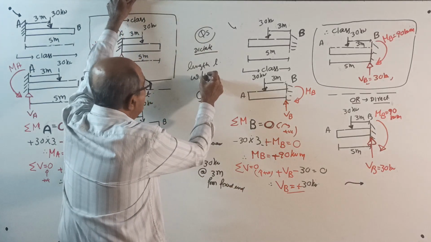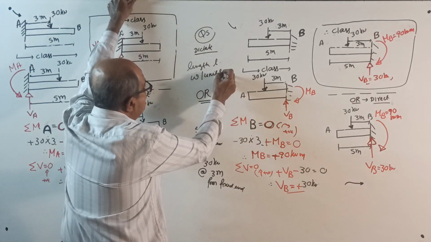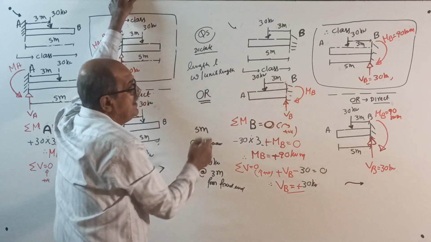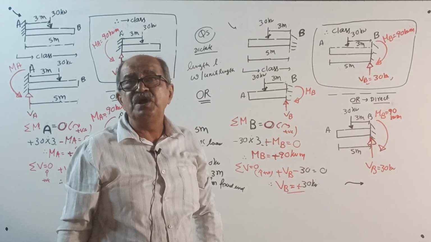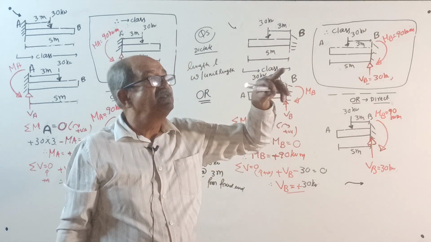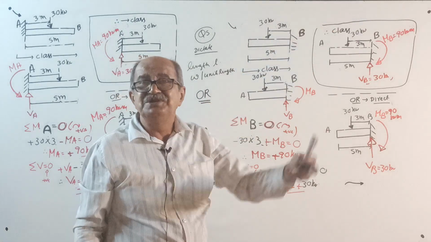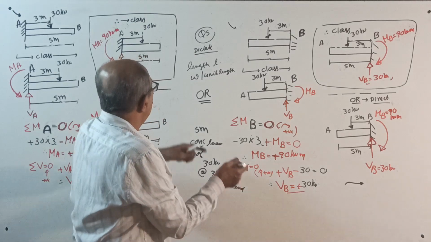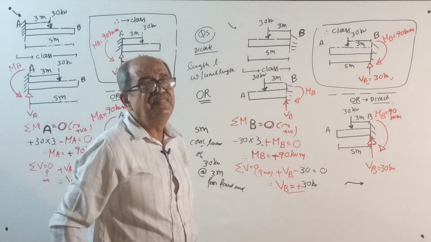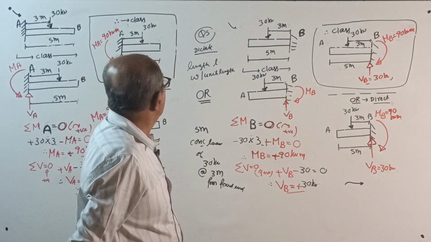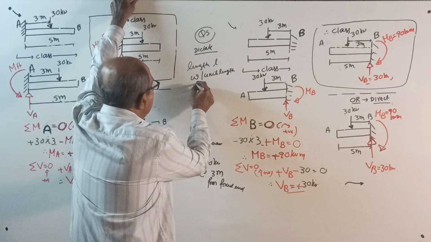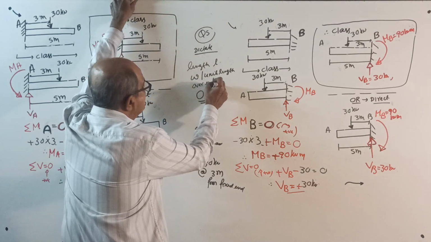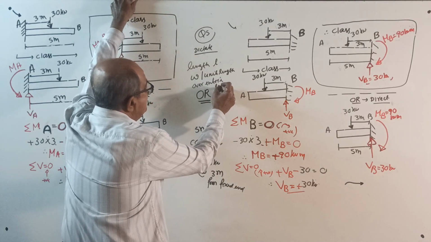W per unit length. It can be kilonewton per meter, Newton per millimeter, kilonewton per kilometer, or micro Newton per gigameter also. Anything. Okay. So, cantilever beam of length L is loaded by a UDL of intensity W per unit length over the entire span. Over entire length.